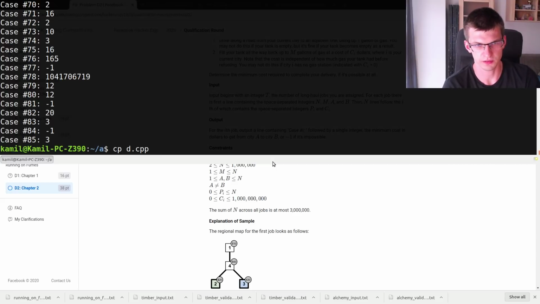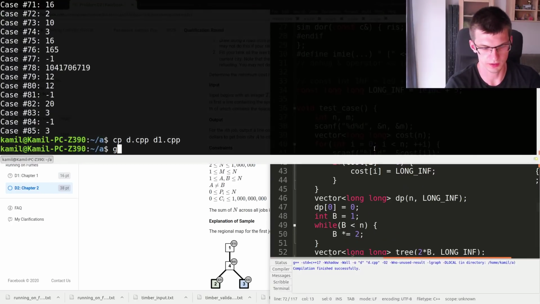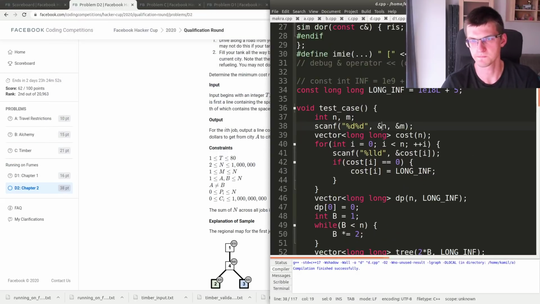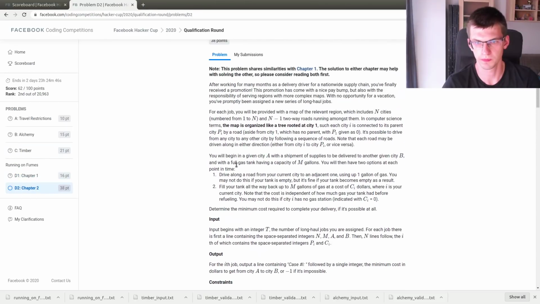Okay, copy D as D1.cpp. Now remove all of that. Let's open this just in case. Input format from A to B. It should be city 1 and city n, but whatever. Space separated integers.